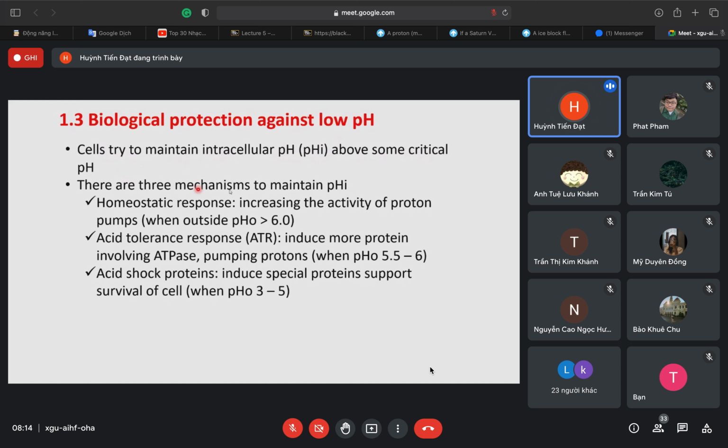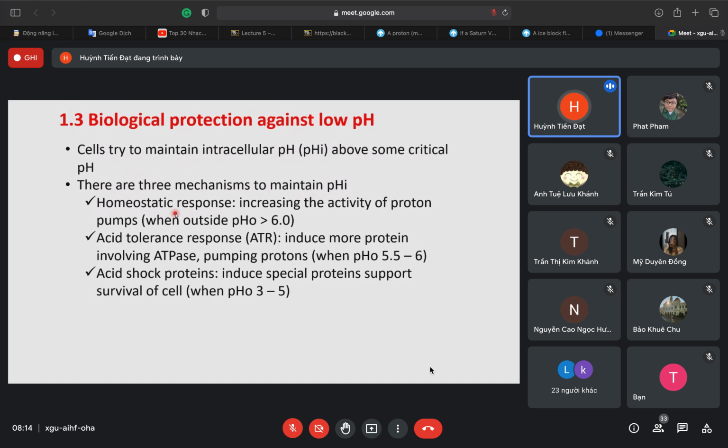Okay, so how can they maintain the inside pH? How can they do that? First, they say it is a homeostatic response. Homeostatic means they are sensing for the change, so they have a mechanism to bring it back. Whether they are low or high, they try to bring it into the range where they adapt.